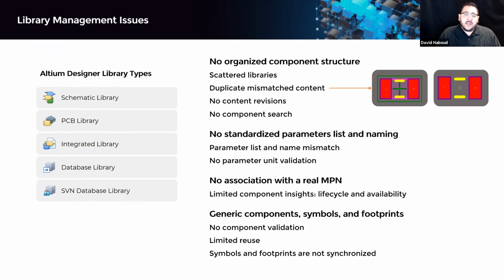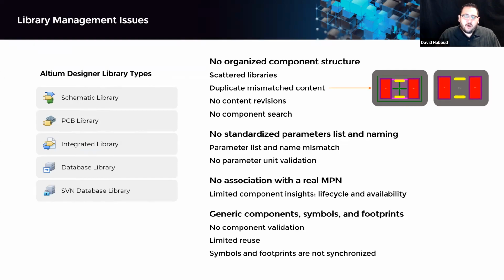And you could see that there's no revision history between these components. So how are you supposed to know which one you should be using in your design? Which one is more valid than the other? There's no way to tell them apart. So without that type of revision history of the footprint, the symbol, and then the component as a whole, there's not much you can do. You know, when you get to an SVN database library, you have revisioning of the individual symbol and footprint, but the component as a whole doesn't have revisioning.